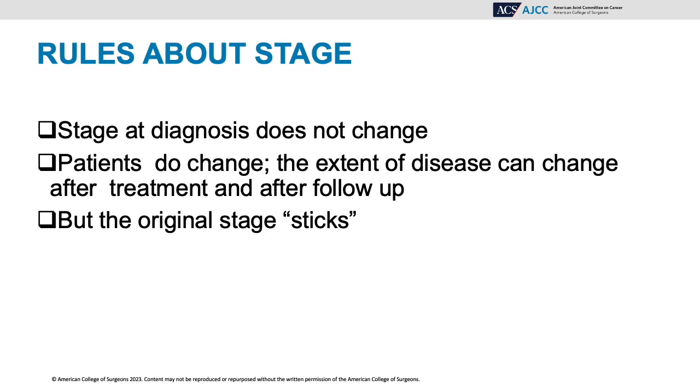Very important rules about stage include the fact that the stage at diagnosis does not change, but patients change. The extent of disease can change after treatment and follow-up, but the original stage sticks. So if the patient is originally a stage 1, but further down the road, we determine that there actually are lymph node metastases, the clinical stage 1 remains the clinical stage and does not change with time.